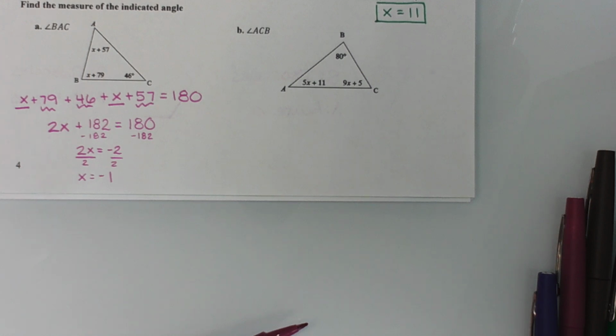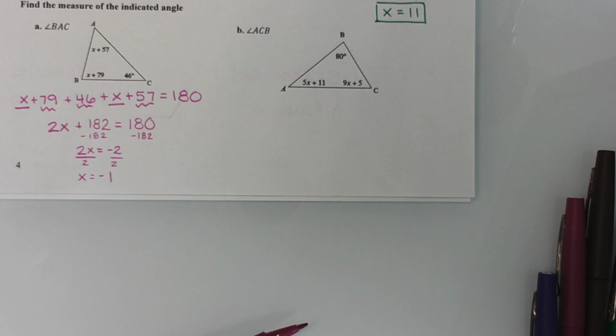But is that what it asked for? No. You've got to plug it in. Now here is the biggest thing that people make mistakes on. In a triangle, how many angles are there? 3, which means a triangle is named by 3 letters, and I name an angle by 3 letters.